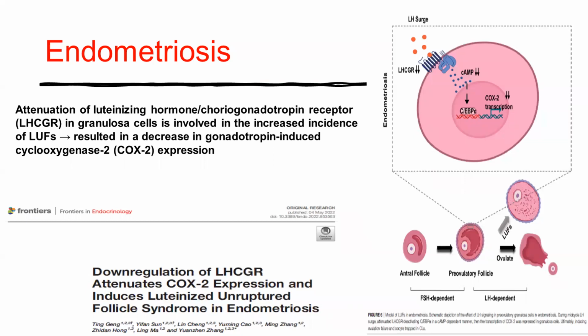Regarding endometriosis, there are some problems in patients with endometriosis that may facilitate the occurrence of LUF, which include decreased receptors for LH and chorionic gonadotrophin. And this leads to decreased CMB and decreased COX-2, which is cyclooxygenase expression in the nucleus. And this leads to luteinized unruptured follicle, as mentioned in some animal studies.